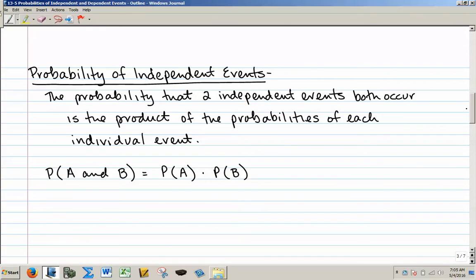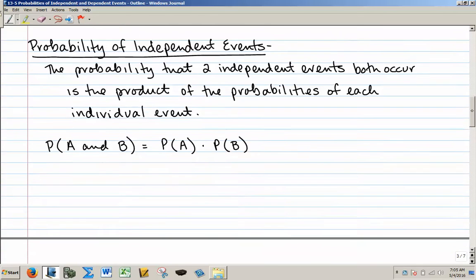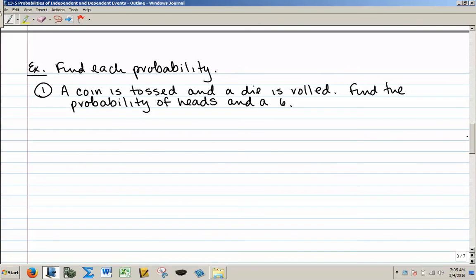So the probability of independent events is defined as the probability that the two independent events occur. It's the product of the probabilities of each individual event. So the probability of A and B happening, where B does not depend on A, is the probability of A times the probability of B. Let's take a look at an example of that.